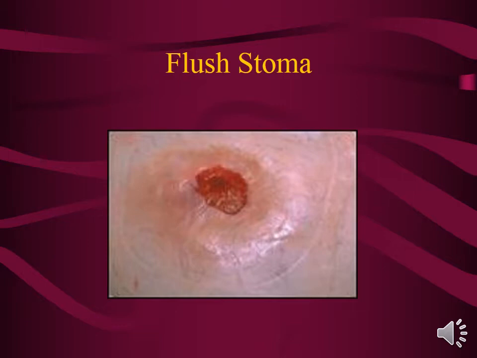Another way that we can get flush stomas is with the urostomies. It's kind of difficult for those stomas not to turn out flush, and so we can use convexity any time we have flush stomas that we need to protrude so that we can get the effluent to go out and down into the pouch. And that's really our goal. When you see a flush stoma, that's not what we want, so we're having to use convex products.